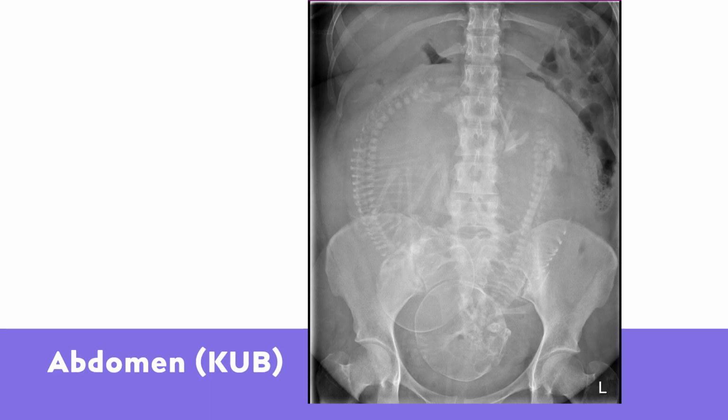Case study number 7, an abdomen. So this is just a simple KUB. The patient is a 23-year-old female, history of abdomen pain and history of malrotation. This was ordered by our radiologist. Anybody notice anything unusual in this image?